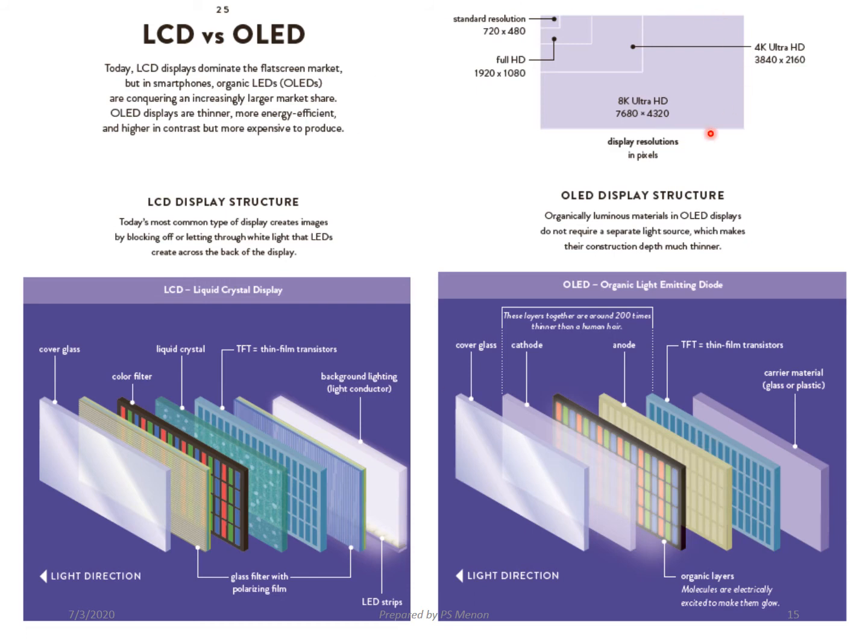And this shows the display resolutions in pixels. If you're buying a TV, they will ask you what kind of resolution you're looking for. The standard resolution is 720 times 480 pixels. Full high definition is 1920 times 1080. Then 4K ultra high definition and 8K ultra high definition. This simply means there are more LEDs and detectors to show you the picture. So that's the meaning of pixels.